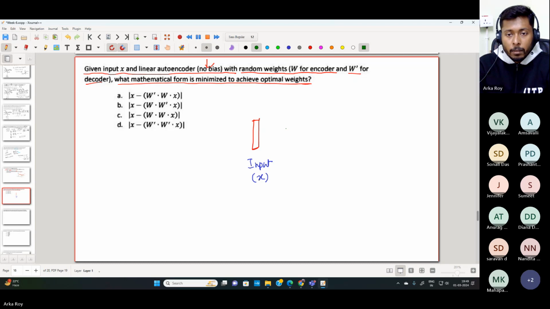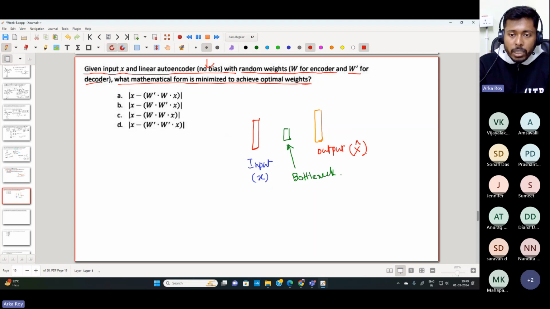Yes, anyone? What is this layer called? Bottleneck. Hidden layer. This is called the bottleneck layer. And this is your output. You can write it as X hat. So you try to reconstruct the output, and this is your bottleneck. Okay. And what is the loss?